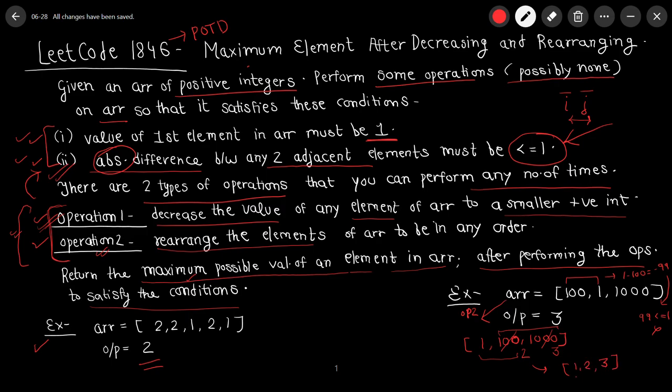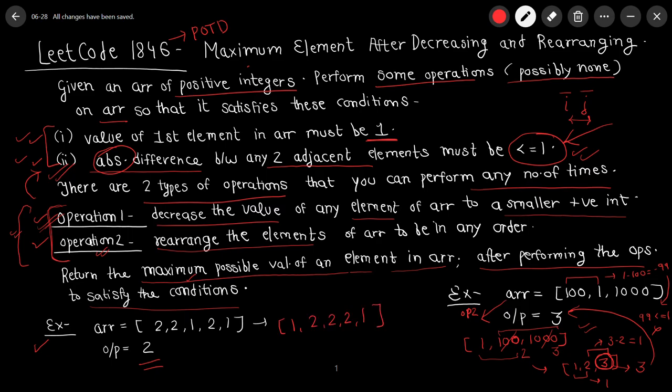Now as you can see, all the conditions are satisfying. The difference here is 1, and here also the difference is 3 minus 2, that is 1, which is less than equal to 1. So now since all the conditions are satisfying, we just return the maximum element, which is 3. So 3 becomes our output. So I hope the question is clear and you are clear what we are trying to do in this. So let's head over to the approach.